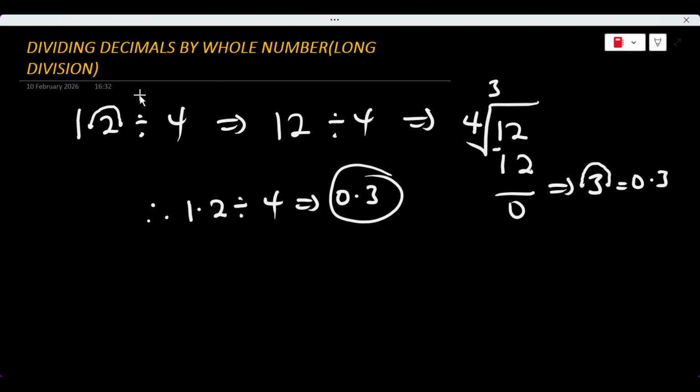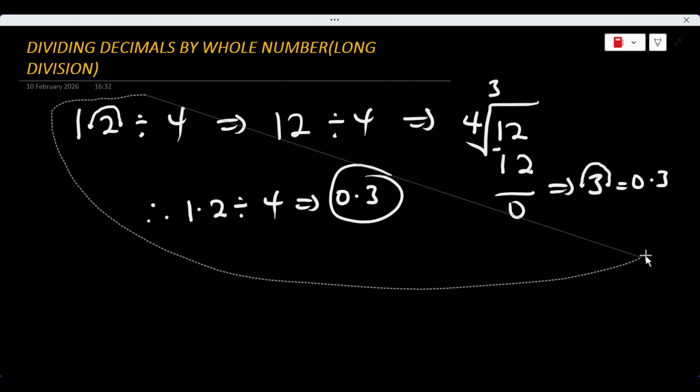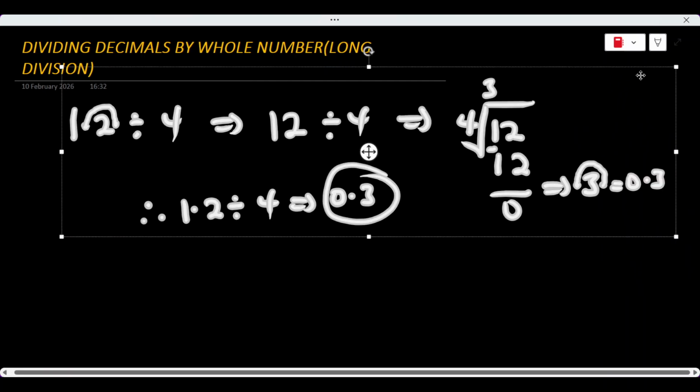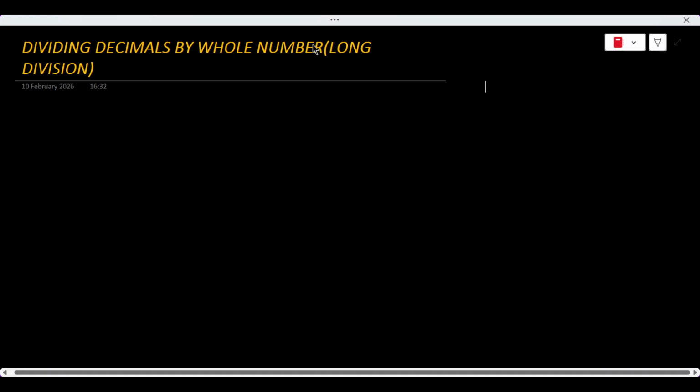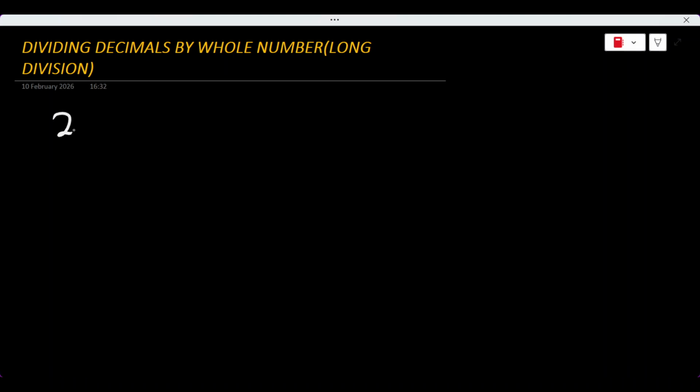All right, so let's look at another example. In our next example, we have 2.5 divided by what? 2. So in this case, we are moving the decimal point one time to the right because it has only one decimal place, giving you what? 25 divided by 2.